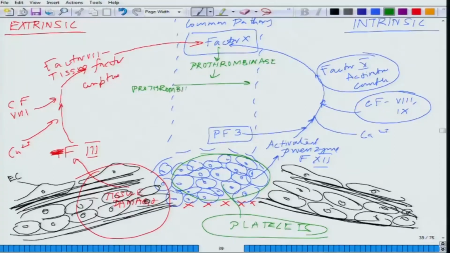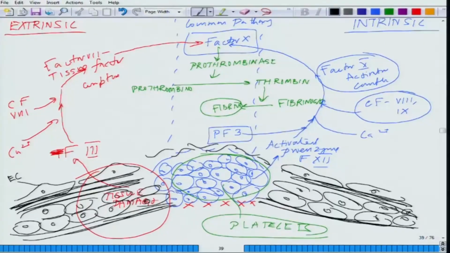Prothrombin to thrombin. And this thrombin then leads to the conversion of fibrinogen to fibrin, and this fibrin is the one which essentially forms the clot.